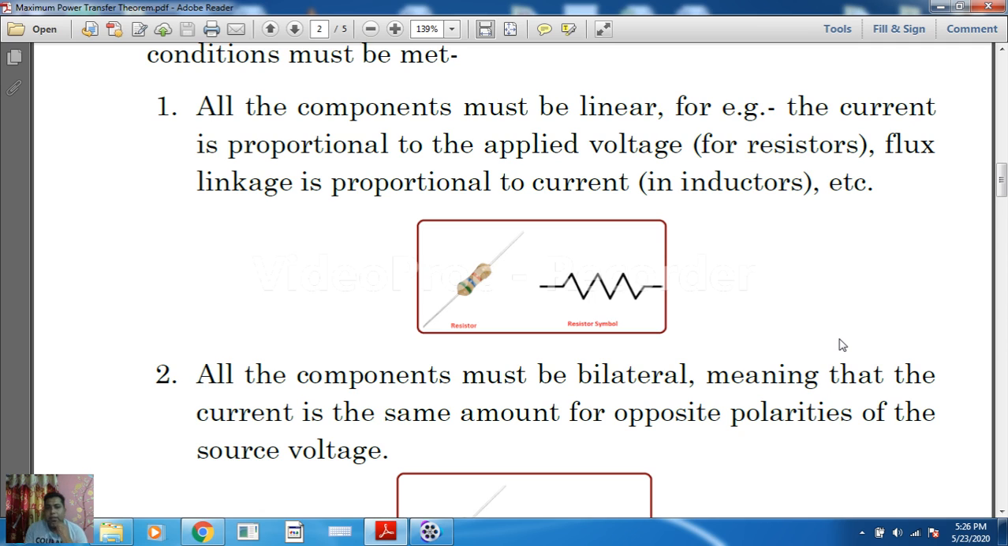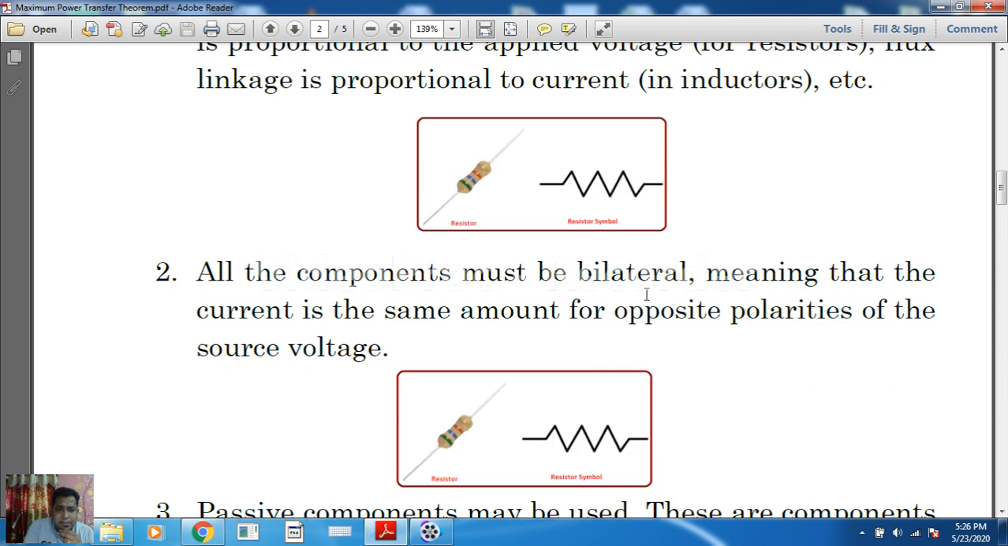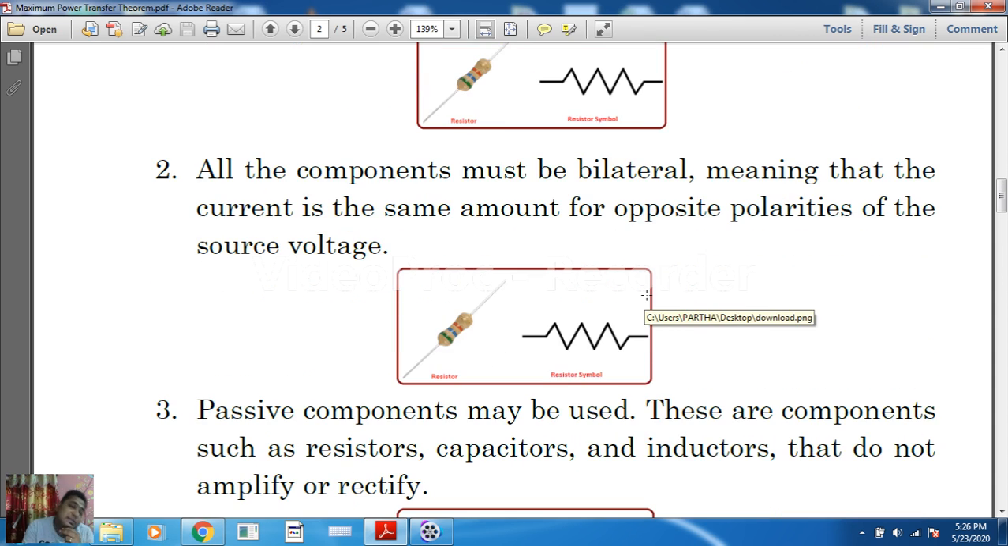So linear property includes the resistor. Okay, so here I have given the same example. So like this way, bilateral property. So what is bilateral property? Bi means both. I am repeatedly discussing these things for each theorem, because these are very important fundamental concepts you have to remember. So what is bilateral? Bi means both, as I have told you, that current can flow in both directions. Okay, so this is the basic idea.